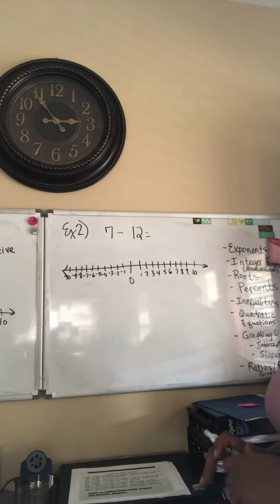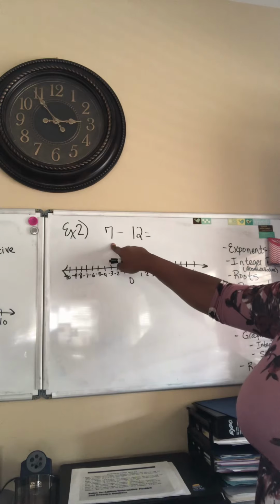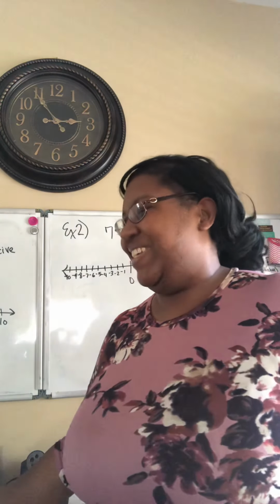All right. So, we have a positive 7 is our starting place, correct? That's where we're going to start.